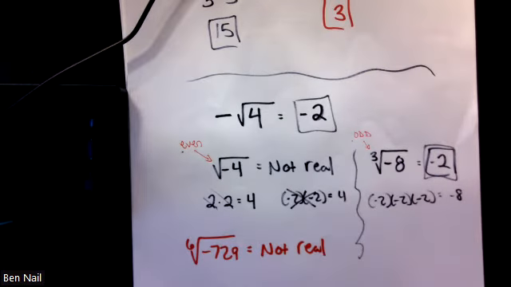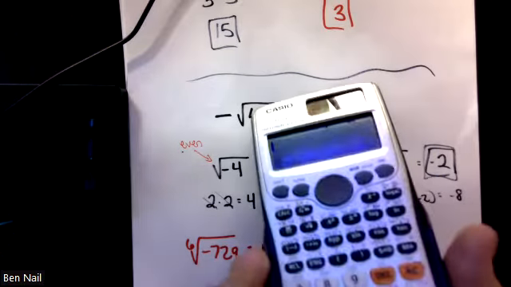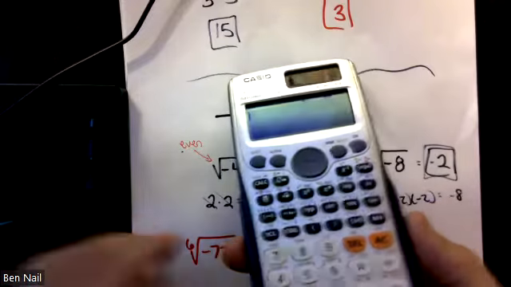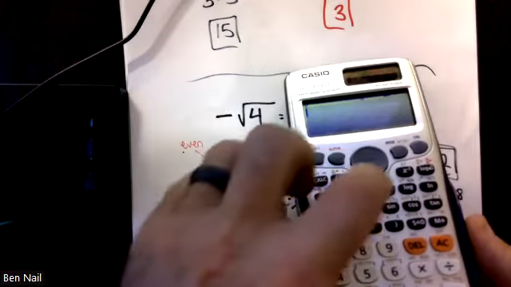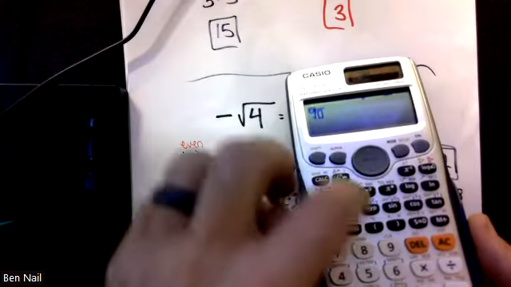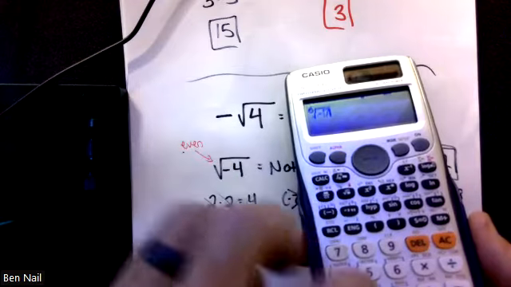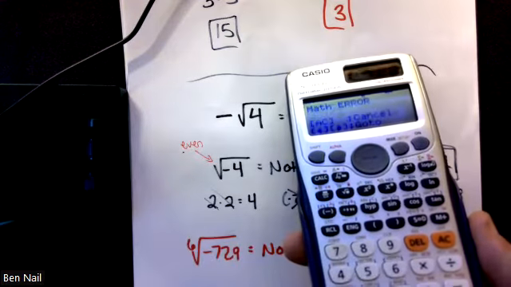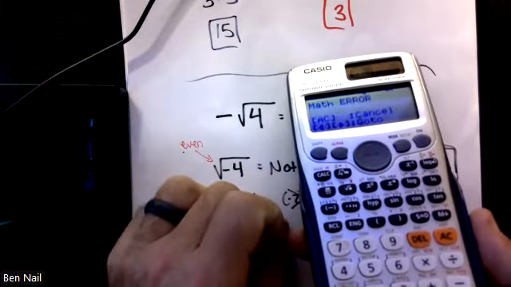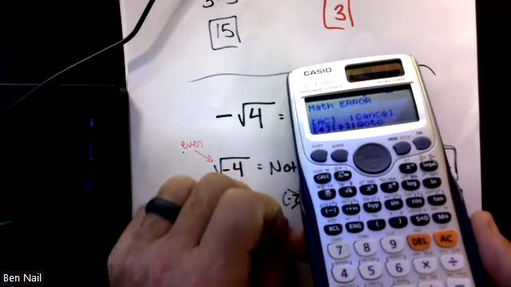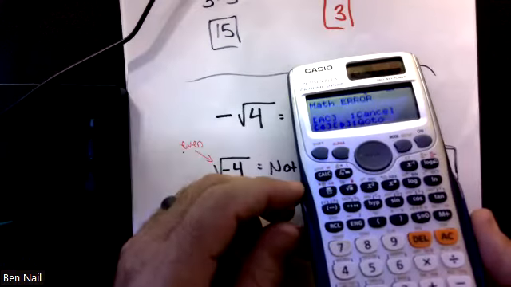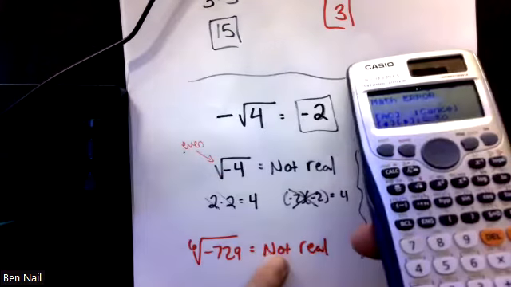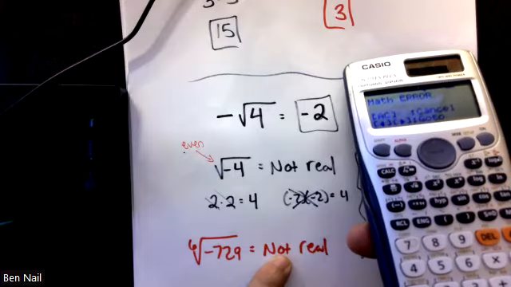Now, your calculator will also do this kind of stuff. So if you forget whether it's real or not, for example, if I try typing in the 6th root of -729, my calculator says that's a math error. That's not a real solution. It doesn't know what to do with that. It won't even give you a decimal approximation. So that's a good indicator that this is not a real solution.